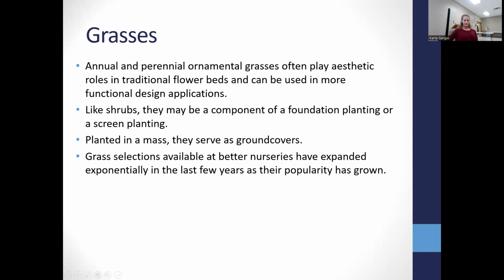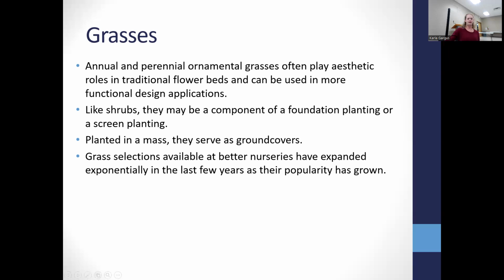So anyway, the grasses can be used as a component of your foundation plantings or part of a screen planting. When planted in mass, they can serve as ground covers, like if you have a low growing grass type. The grass selections available have expanded a lot in the last few years. And like I said, usually you can buy the plants themselves, or you could buy the rooted pieces. It's kind of like getting a bare root tree. You would get a bare root plant and be able to plant those.